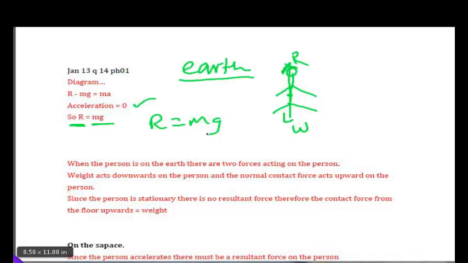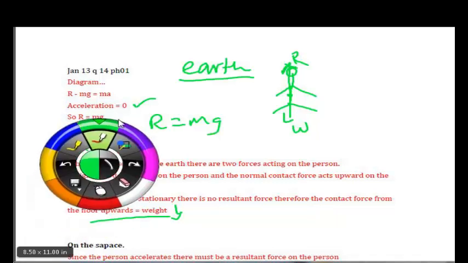Okay, so this is the 3 marks and this is what you are going to answer. You can give an equation and you can explain: when the person is on the Earth, there are 2 forces acting on the person. Weight acts downward on the person and the normal contact force acts upward on the person. Since the person is stationary, there is no resultant force. Therefore, the contact force from the floor upward equals the downward weight. So this is the situation on the surface of the Earth. On the surface of the Earth, the person is stationary. So this will give you the 3 marks.